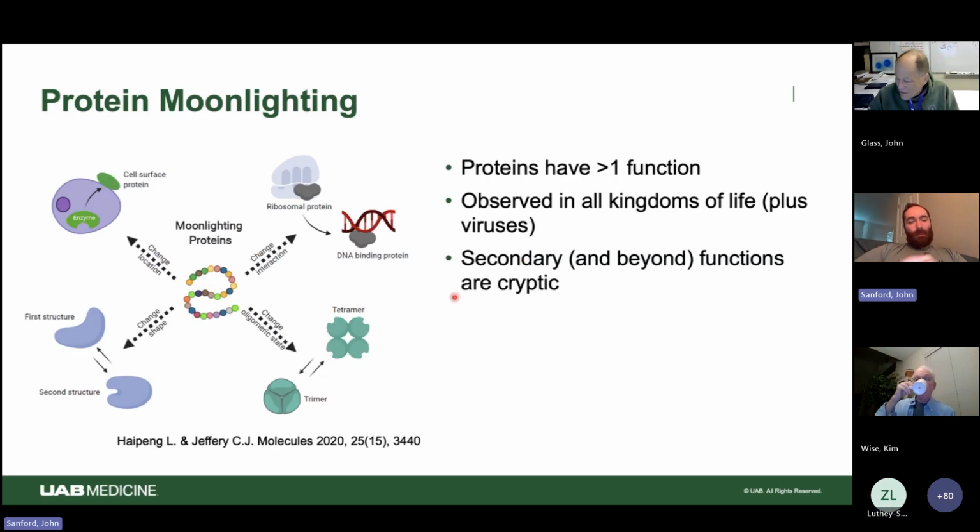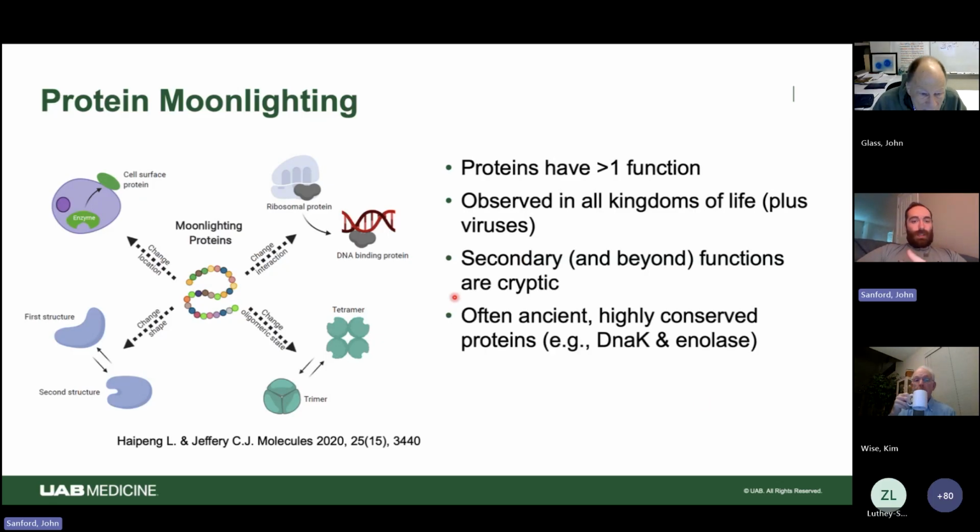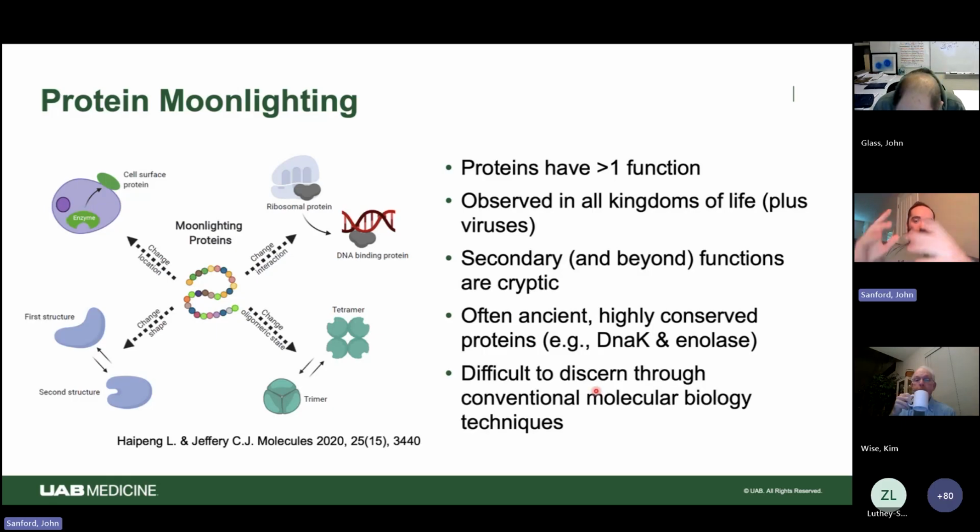The functions beyond their primary ones are a little bit hard to perturb. With our conventional molecular biology gold standard of knockouts versus complementation, it is very hard to discern these. But the times that we do see it, there's a lot of interesting things happening where we can have different quaternary structures or localization in different areas. And they're often very ancient and conserved proteins like DNA-K, enolase, EFTU, things like that.